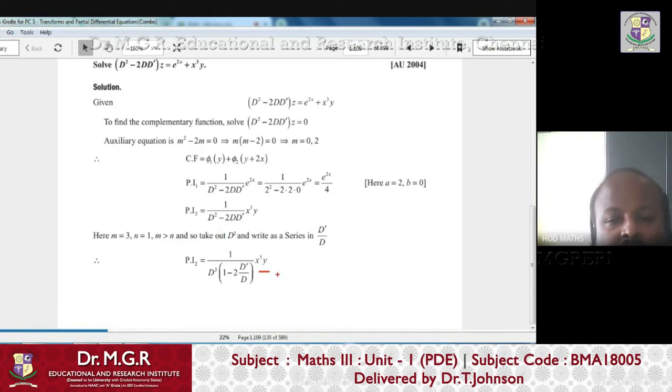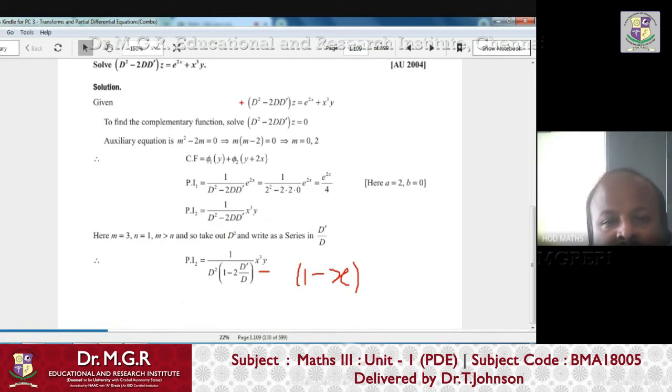For that, you have to write the denominator in the form of 1 minus x format, right? And then you take this 1 minus x, the numerator, and then you can do the things. So you have to write the denominator in 1 minus x format, right?